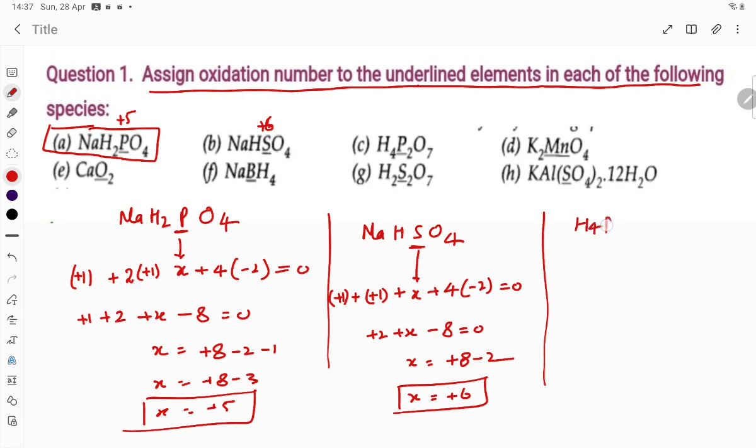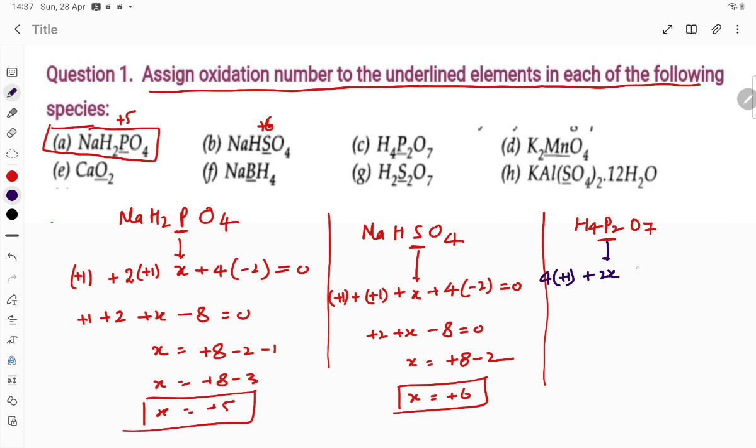Now another we have, student. H4P2O7, this is there. Now phosphorus, we are supposed to say its oxidation state is 2x, since there are 2 phosphorus, so we consider 2x. And if you see the hydrogen, with the non-metal it is going to be +1. Since there are 4 hydrogens, multiply by 4, student, right?